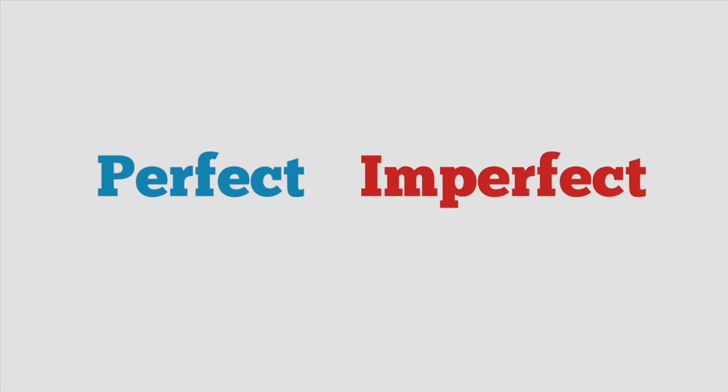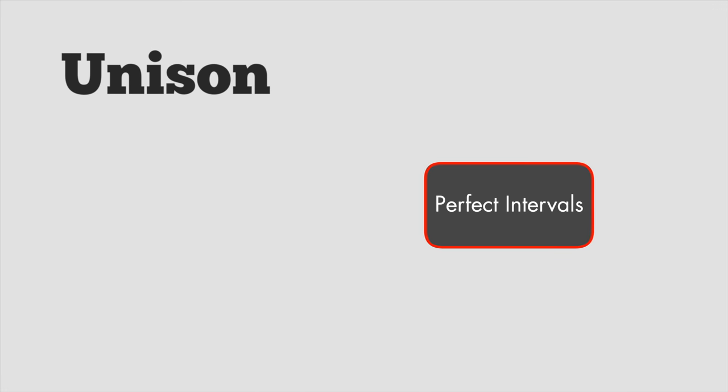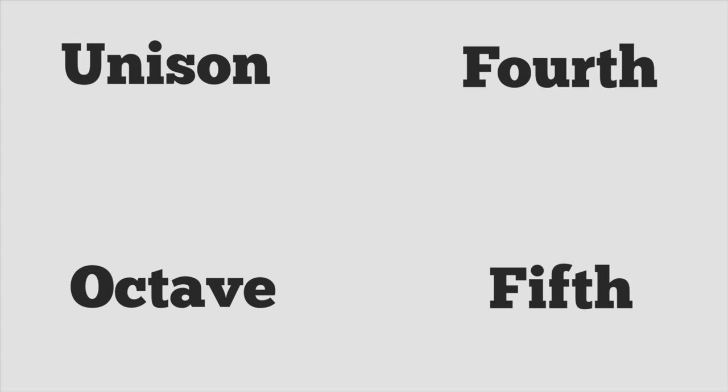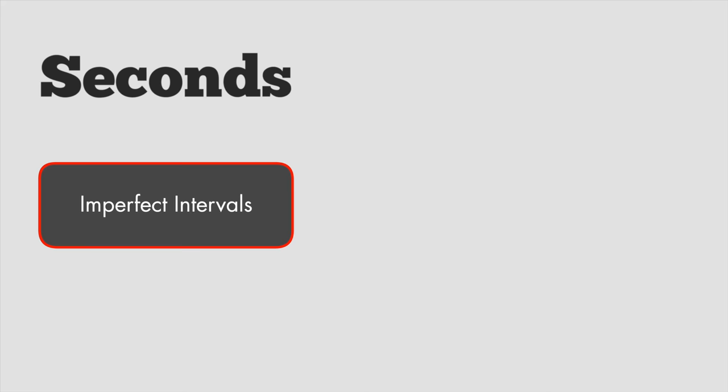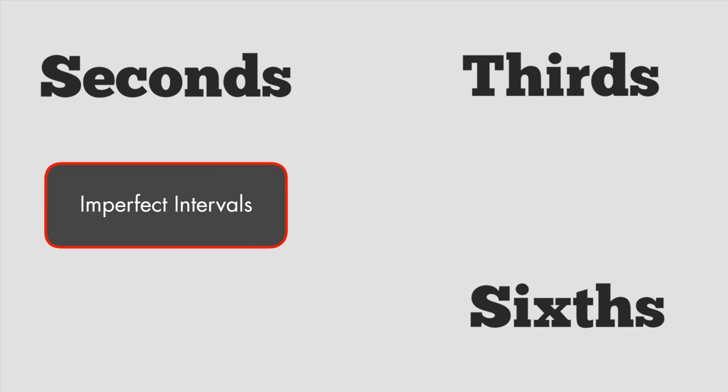There are two qualities of intervals, perfect and imperfect. Perfect intervals include the unison, fourth, fifth, and octave. Imperfect includes the seconds, thirds, sixths, and sevenths.